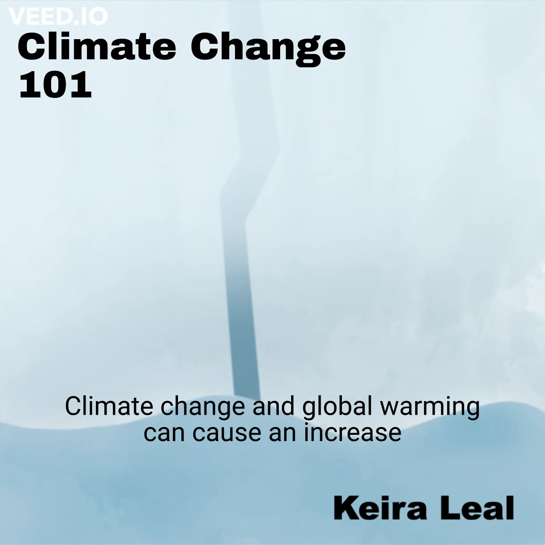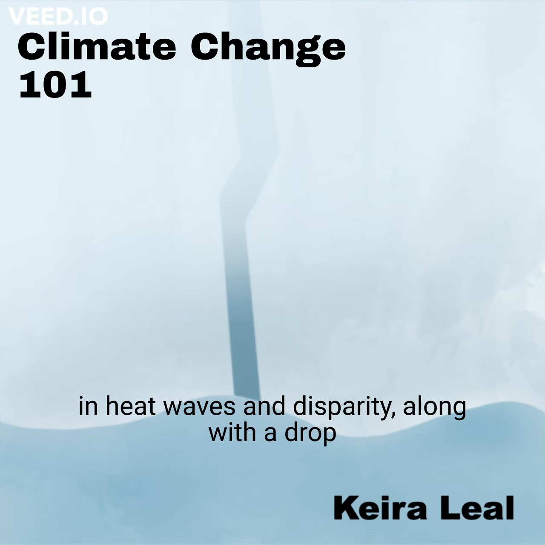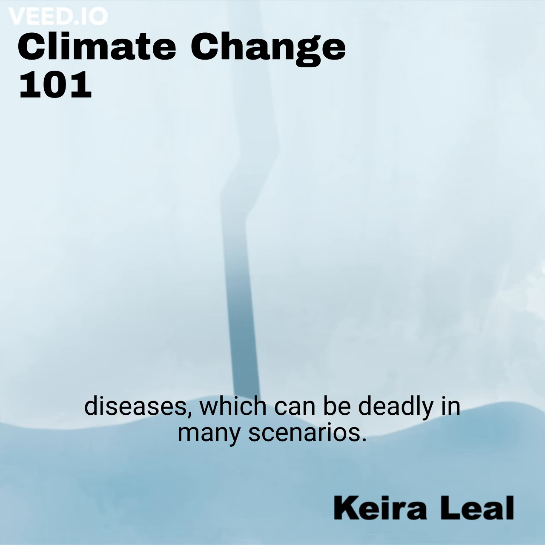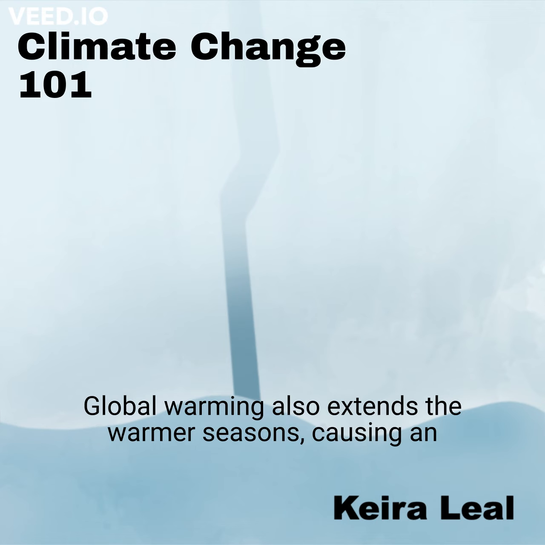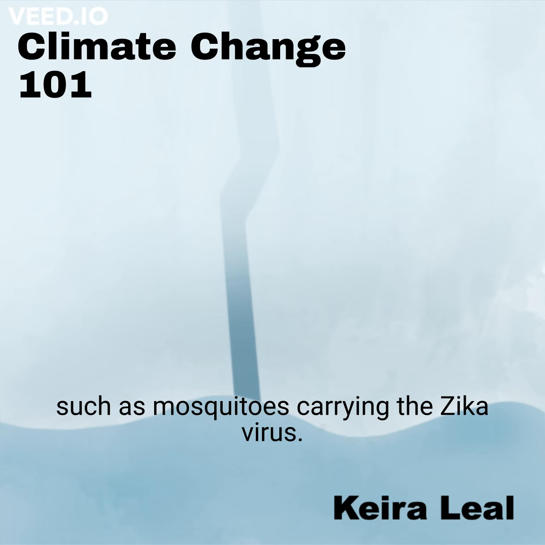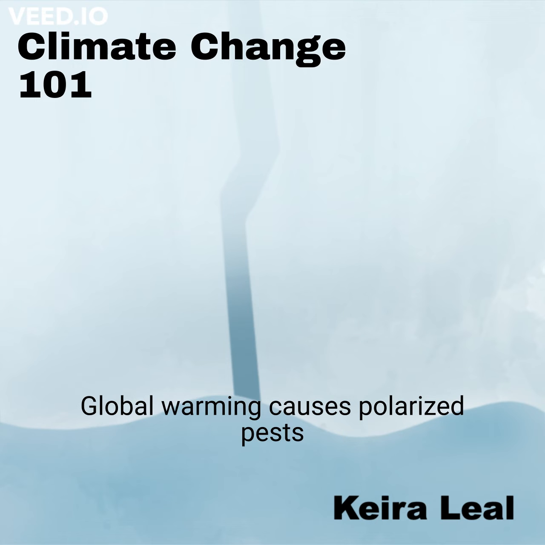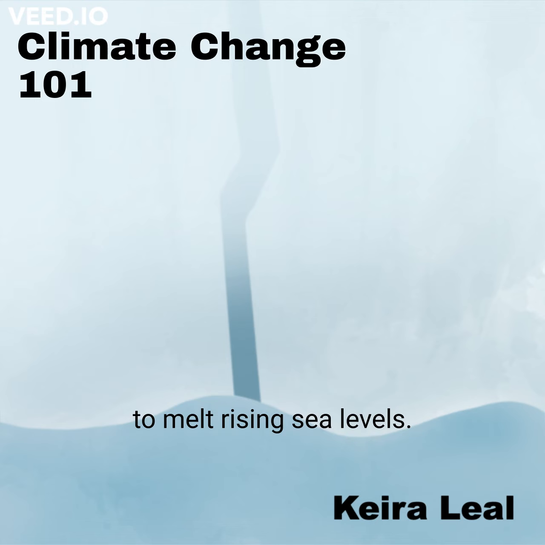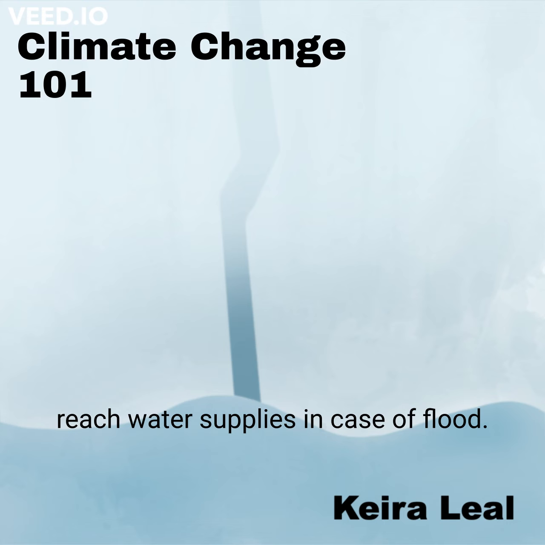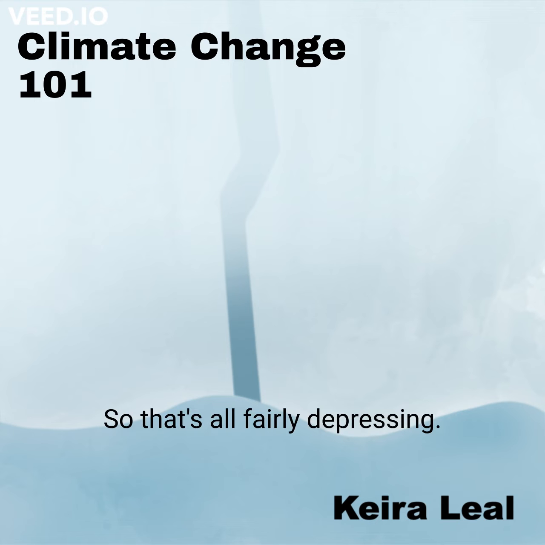Climate change and global warming can cause an increase in heat waves and their severity, along with a drop in air quality, which can cause heart and lung diseases, which can be deadly in many scenarios. Global warming also extends the warmer seasons, causing an increase in pollen from trees and disease-carrying insects, such as mosquitoes carrying the Zika virus. Global warming causes polar ice caps to melt, rising sea levels. Because of this, contaminated water can often reach water supplies in cases of floods. So that's all fairly depressing.